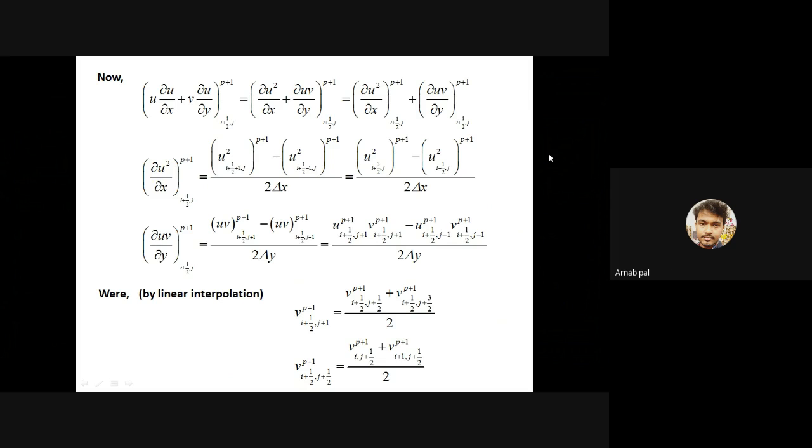V is defined at the grid points. U is defined, V is defined at the grid points. Is it V that is defined, or U?